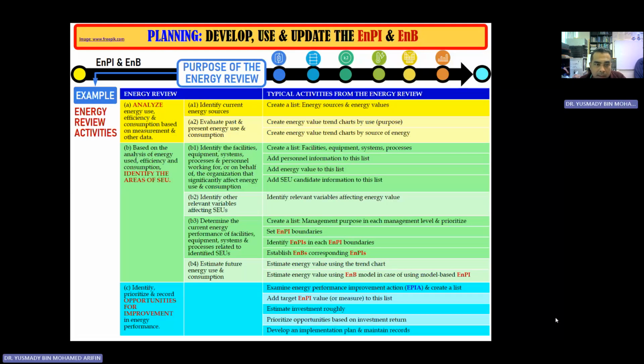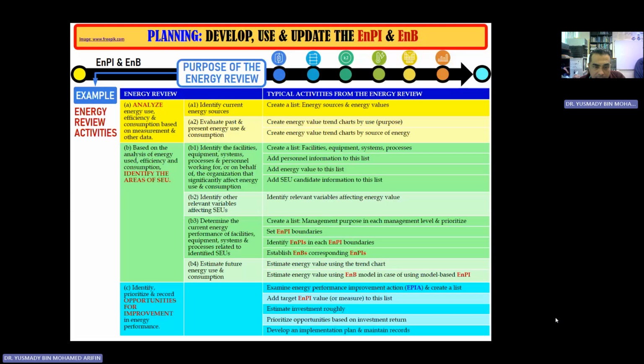So under each main activities, we can divide into few other activities, such as under analyze activities, we have identify current energy sources, evaluate past and present energy use, and also consumption, where for the specific activities, we need to create a list of energy source and also energy values, create energy value strength chart based on the use in terms of purpose, create energy value strength chart by referring to the source of energy, and under what I call identify the area of SEU, which is referred to the second activities of energy review.